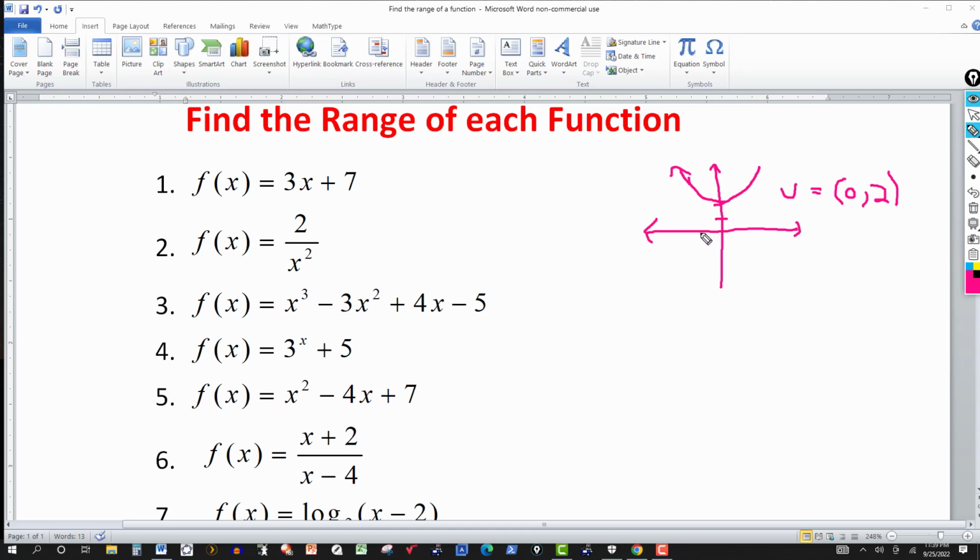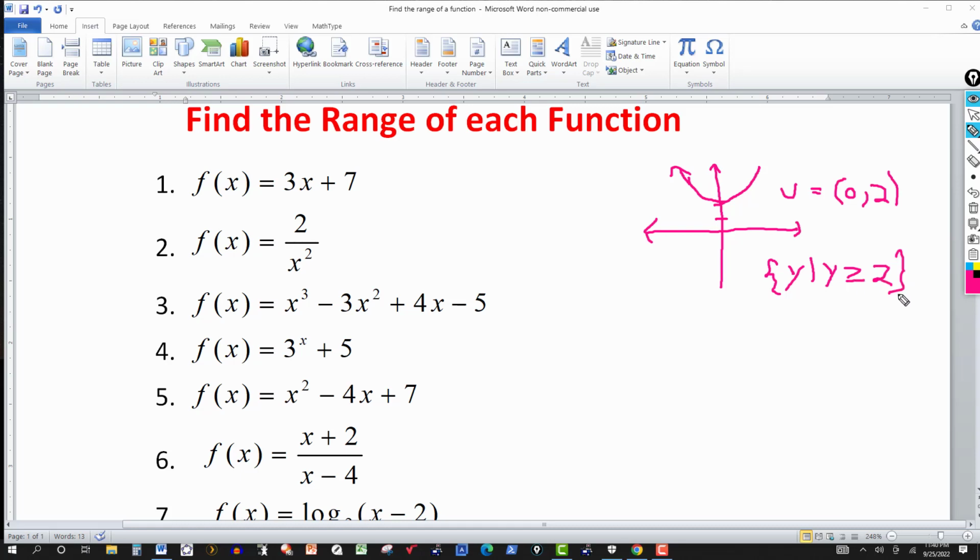Negative 1, negative 2, or negative 1/2, whatever you want to pick, there's going to be some value up there for y. But the smallest that y would be is 2, right there. So for this one, the domain is all real numbers, negative infinity to infinity. The range, in this case, is all y such that y is greater than or equal to 2.